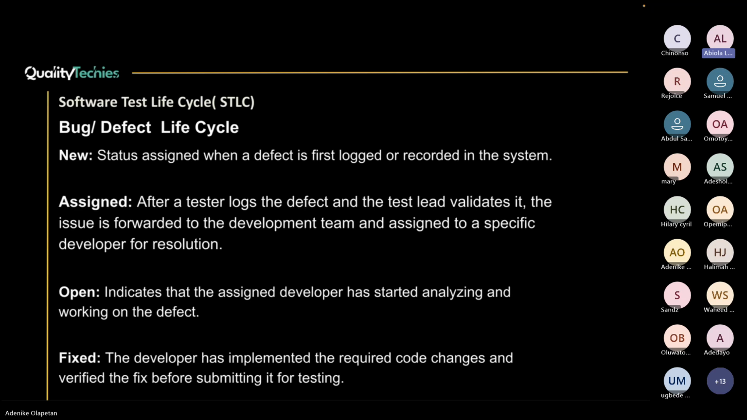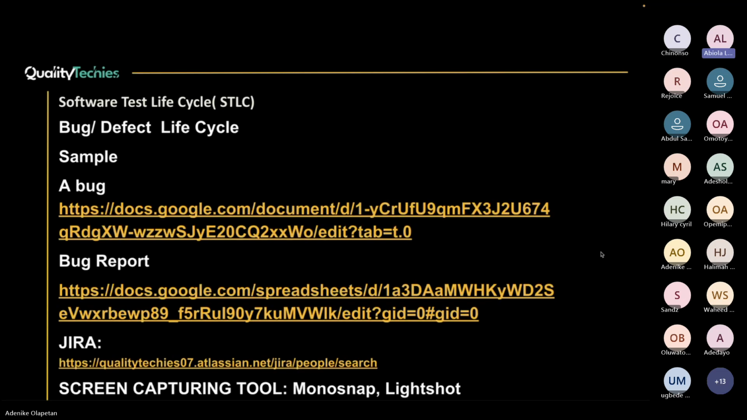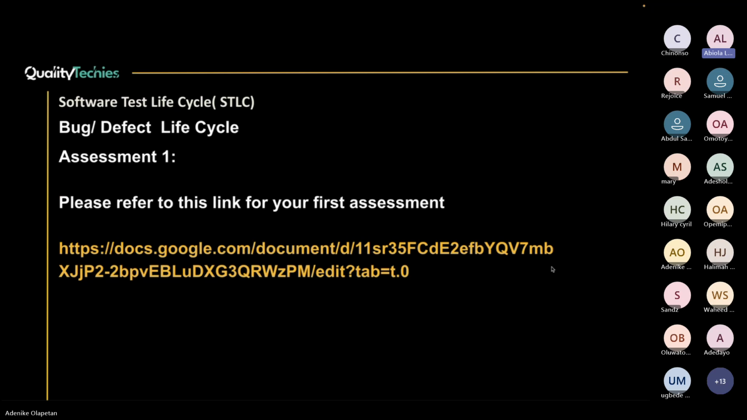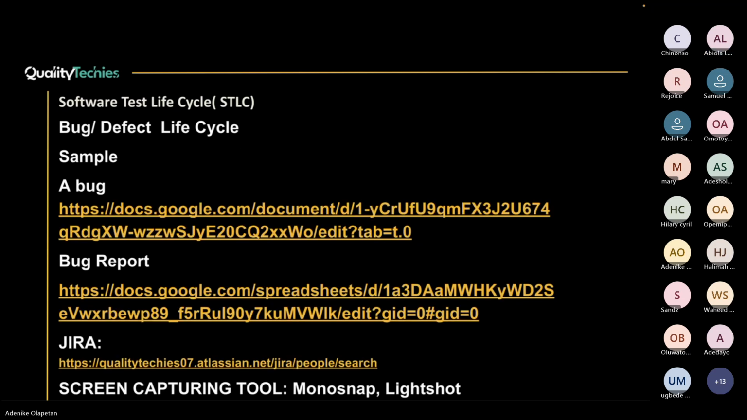Nike, please, let's proceed. Okay. So pending retest, I think I've explained those when I was walking us through the diagram. We would have access to the slide, then we can read them again. So, sample bug. Will you want to help me click on this or just wait?